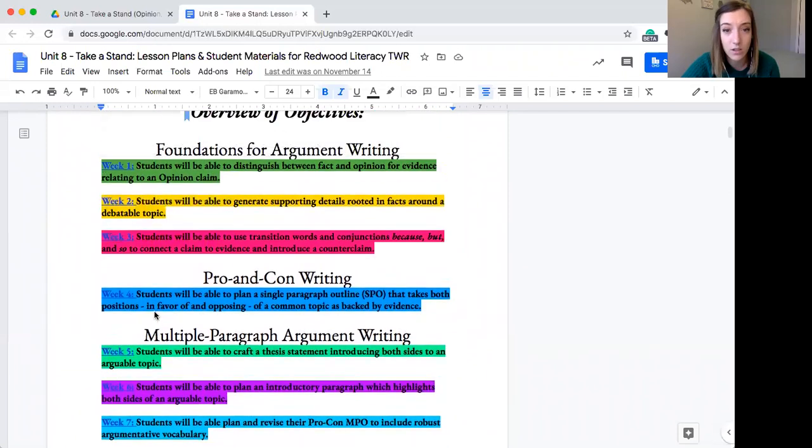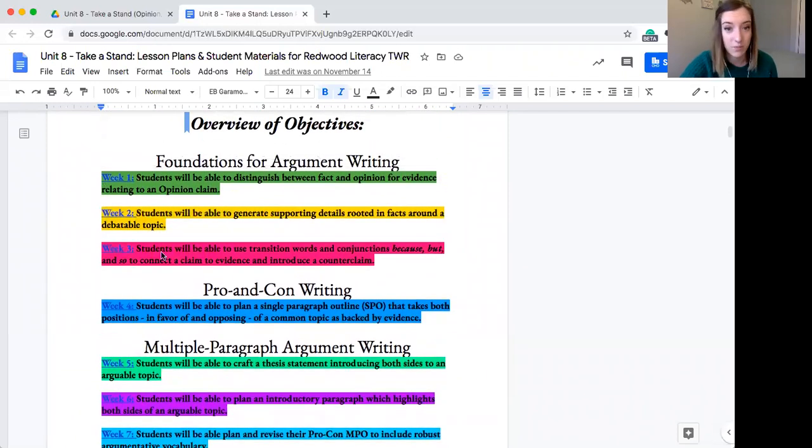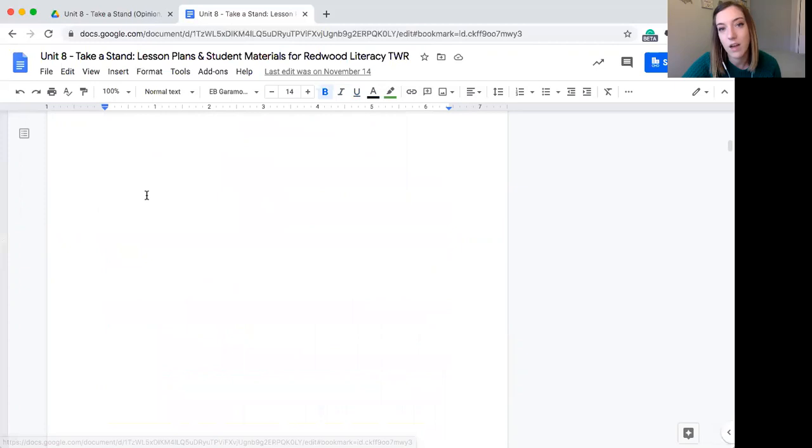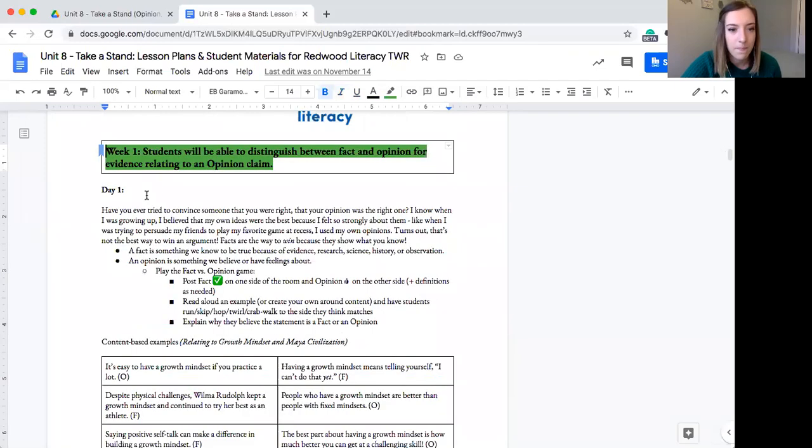With that, let's take a look into a couple of the different resources that you'll be getting. So for example, with week 1, all around fact and opinion, if I click my little week 1 and bookmark, it'll hop me right on down. And then you have access to a lesson plan. These are modifiable so that you can add in your own content. There's a couple of examples that you can use, but if your students don't know anything about, say, growth mindset or Maya civilization, don't use them. Take the examples that you need for yourself and set out some facts and opinions.